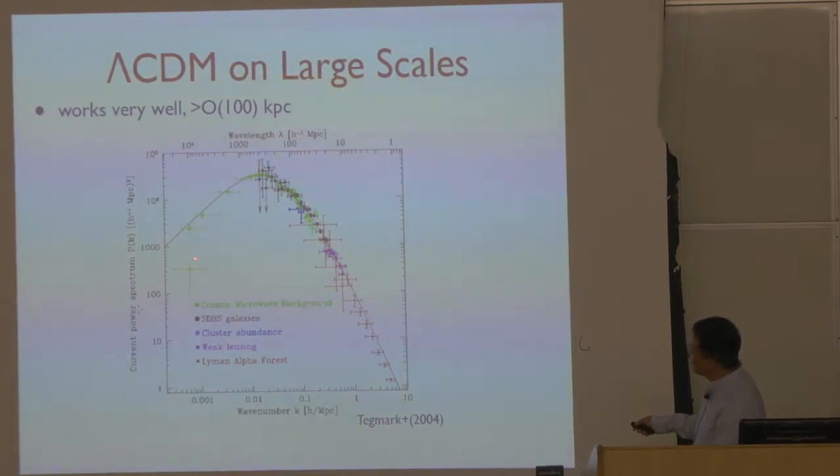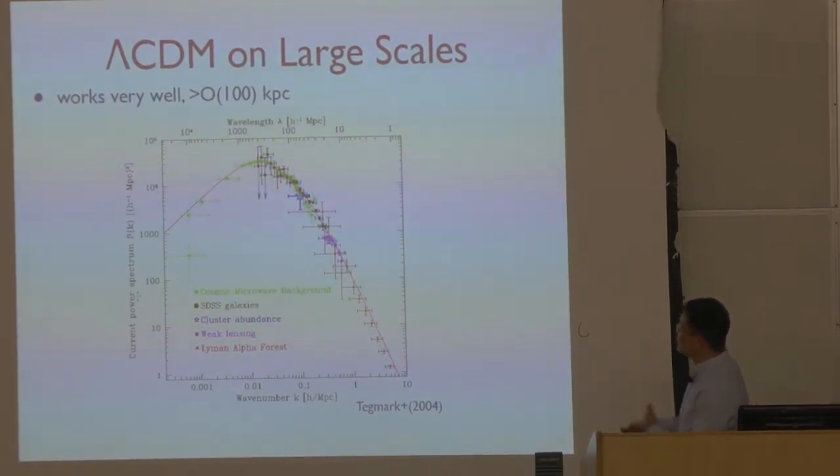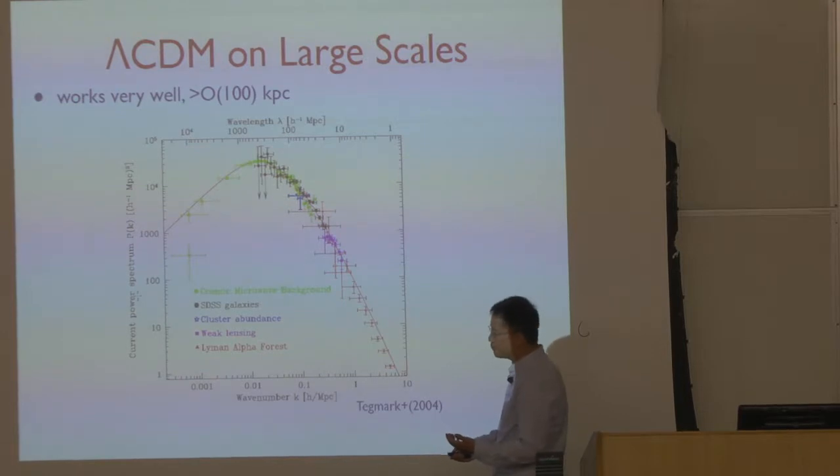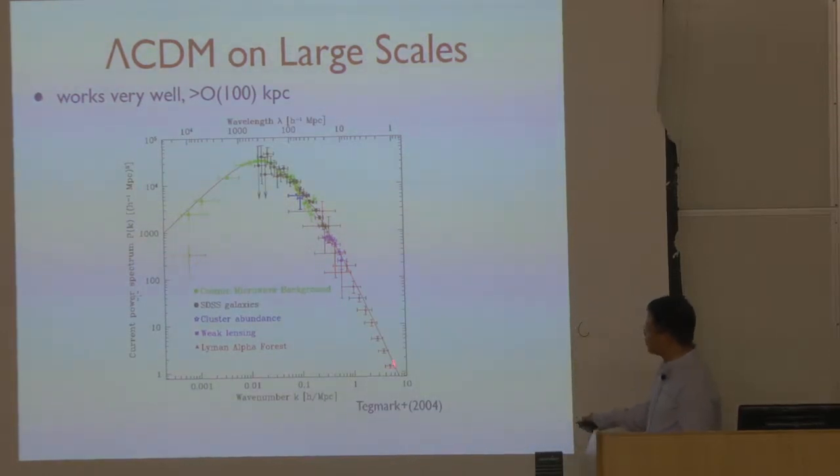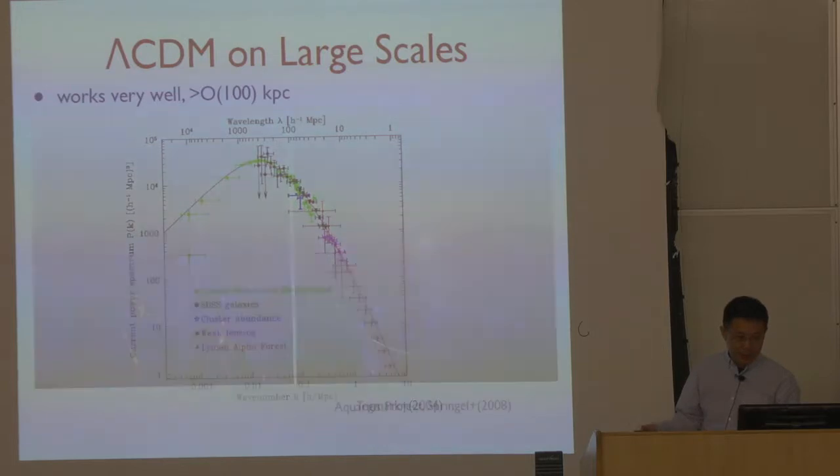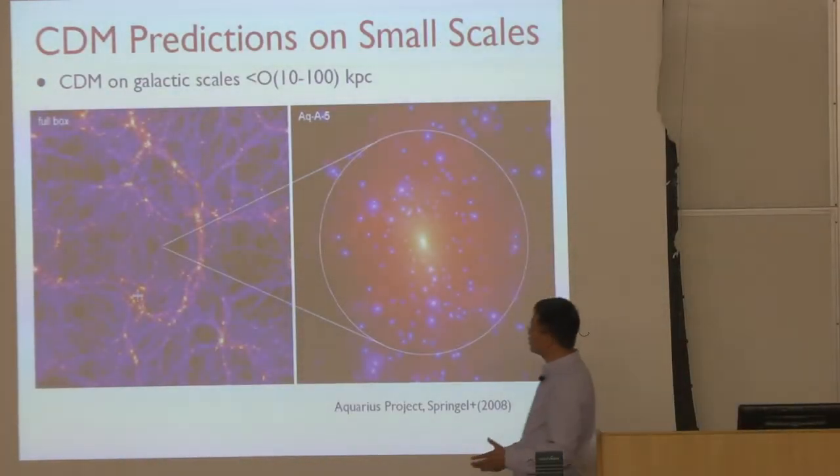What is really important is the red curve. This is from the lambda CDM prediction. There are different observations, and the agreement is remarkable, right? That's the reason why we take lambda CDM very seriously. So this is large scale. Now let's look into small scales.